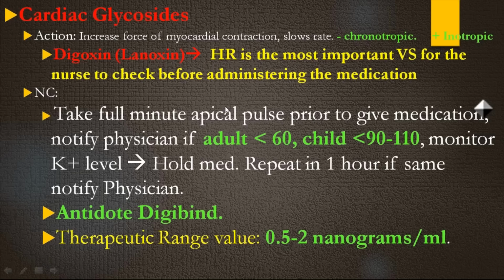So for that, you need to check the apical pulse. For the apical pulse, you put the patient in the lateral oblique position on the left side, and you check with the stethoscope the cardiac activity. If it is less than 60, you need to stop the medication. You need to ask for potassium levels, and in 1 hour you need to repeat the potassium. And if the potassium is still low, you need to call the doctor immediately. The antidote, you don't need to remember at this moment because that is actually pharmaco 2.